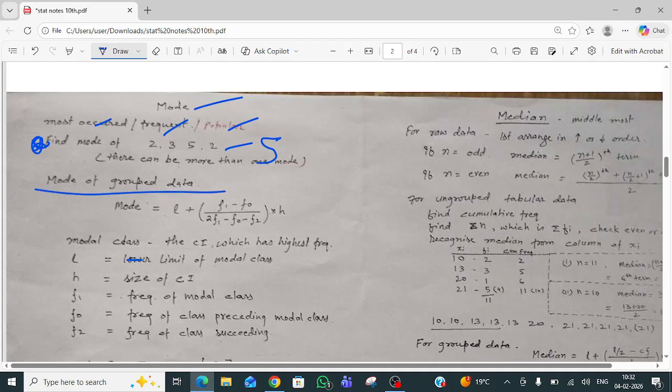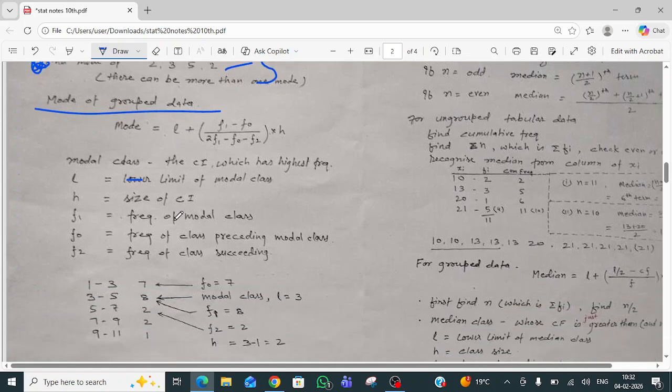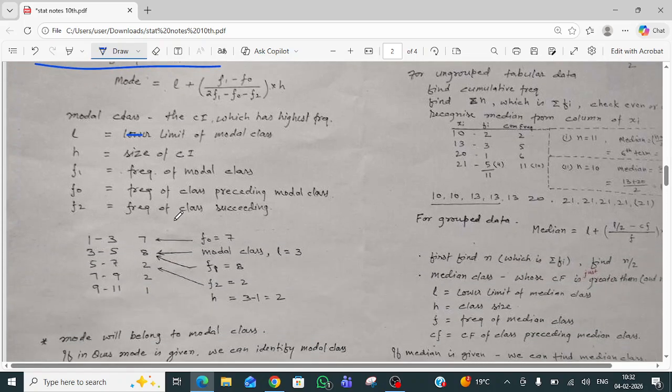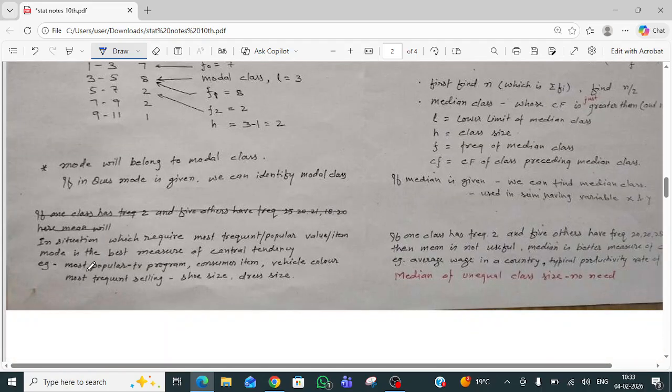Now the question is the mode of grouped data. So that's the formula: L plus (F1 minus F0) over (2F1 minus F0 minus F2) times h. This modal class, how to find the modal class is very easy. The class interval which has the highest frequency. L is the lower limit, h is the class size, F1 is the frequency of the modal class, and preceding is F0 and succeeding is F2. Now, in some questions, they will give the mode, so from that also we can find the modal class. If in the question mode is given, we can identify the modal class.